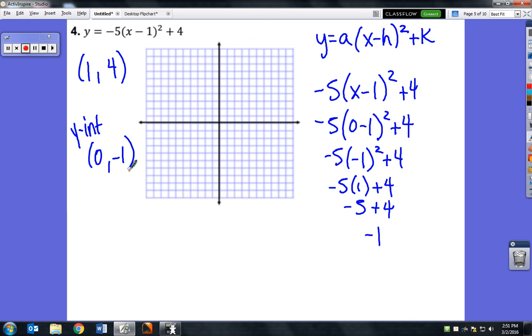I'm going to show you how this helps us out with graphing. So let's start by plotting my vertex. I have (1, 4). 1, 2, 3, 4. Then my y-intercept is (0, negative 1).